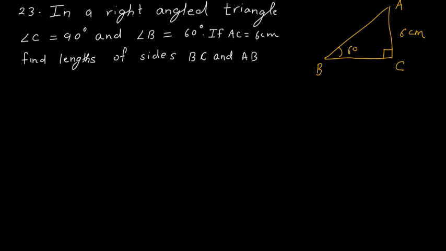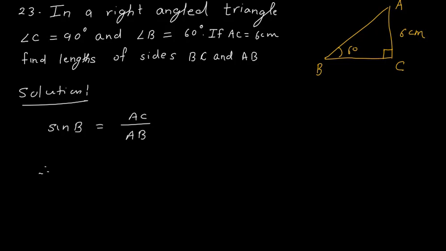So 60 degrees is given, and that will help me out. Now I can use sine and tan relations to find AB and BC. First let us use the sine relation. Sine B is opposite over hypotenuse, which is AC upon AB. So from here I will get the value of AB.